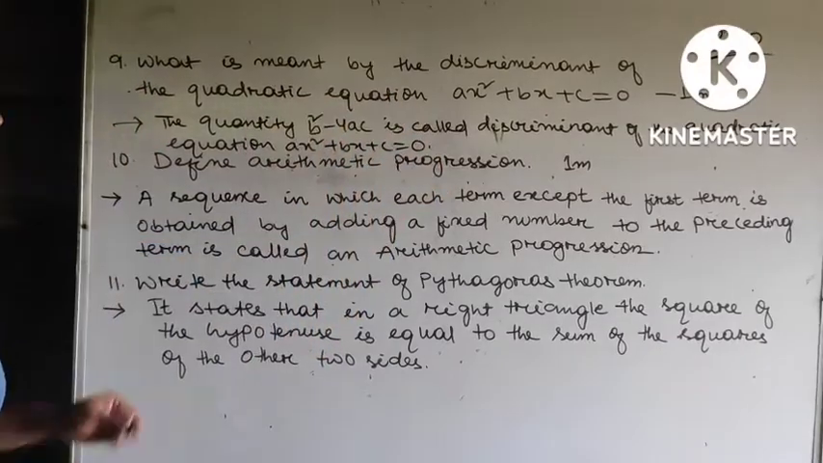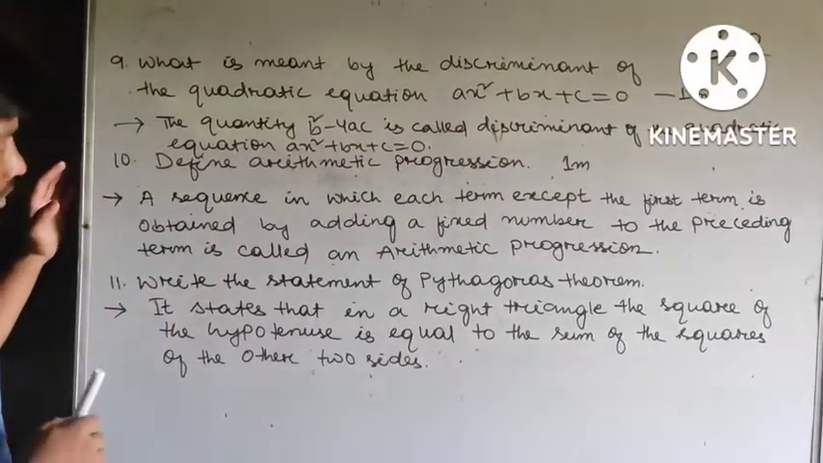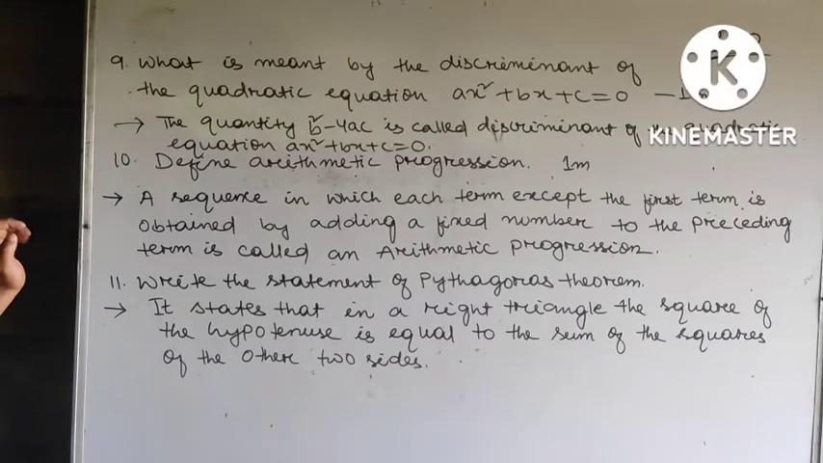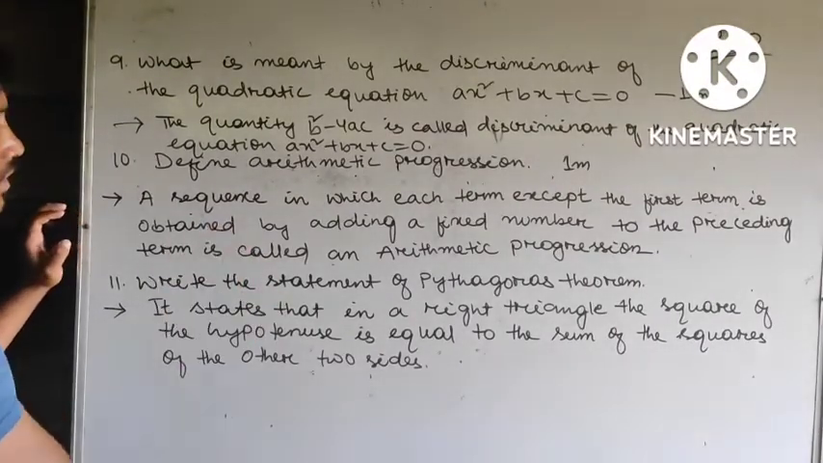After that we have: define arithmetic progression. This is from chapter 6, and it is asking for a definition. I have already written here: a sequence in which each term except the first term is obtained by adding a fixed number to the preceding term is called an arithmetic progression.